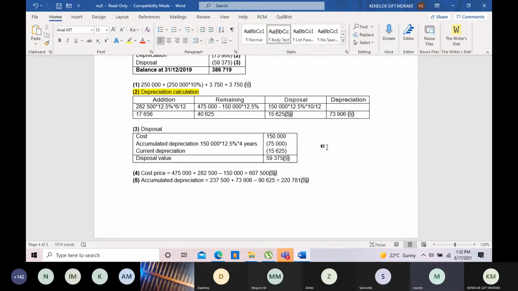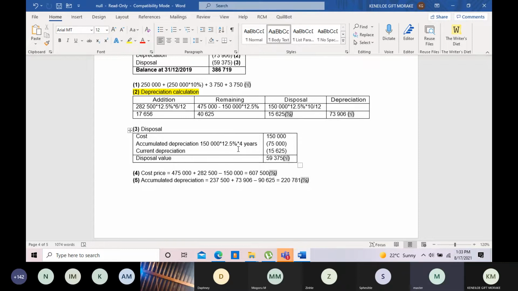Then they said accumulated depreciation: 150,000 multiplied by 12.5% multiplied by 4 years. So the 4 years is going to be an issue right now. I need to show you how to know that you have to multiply it by 4 years. Let's go back there. This asset which was diminished was depreciated for 4 years already. It has been depreciating for 4 years. That's what we are trying to say here, right?